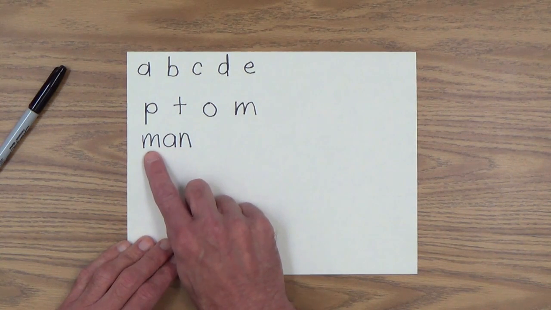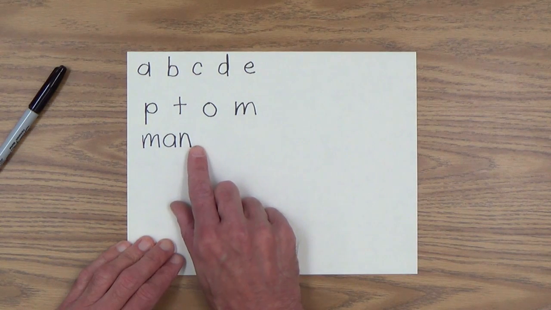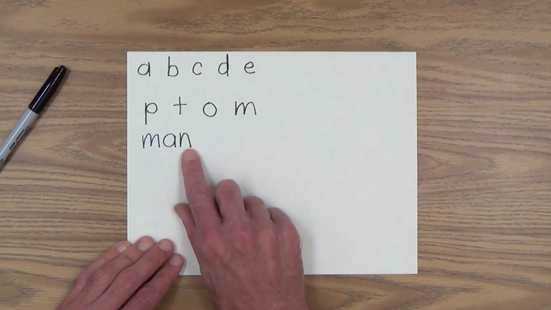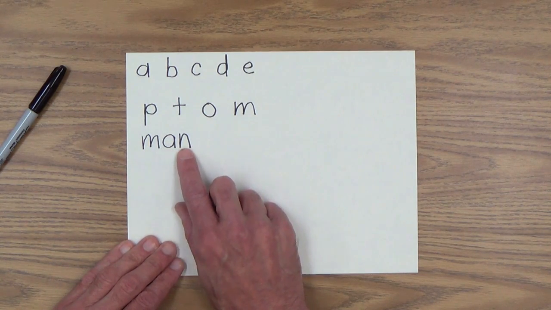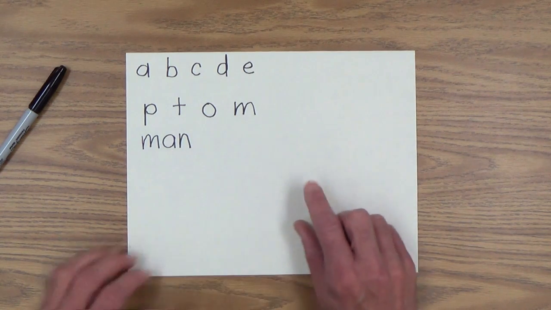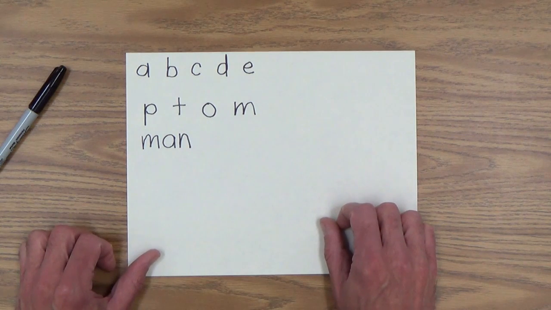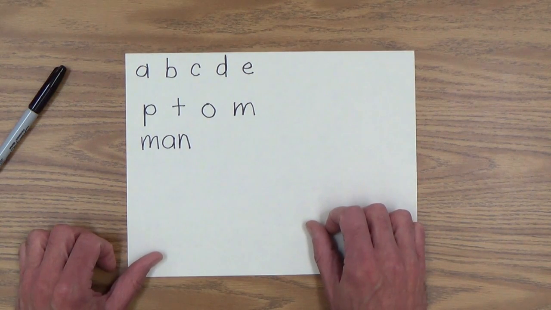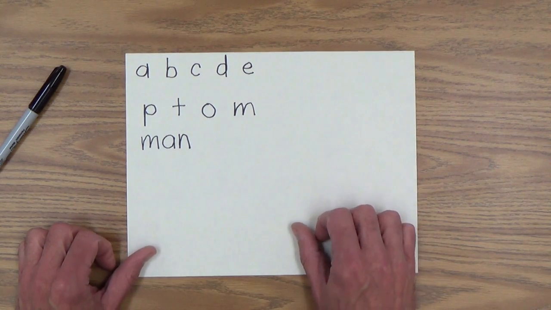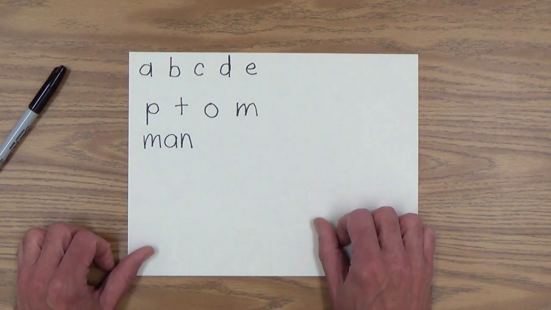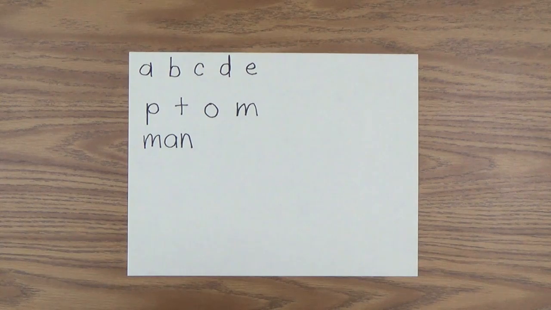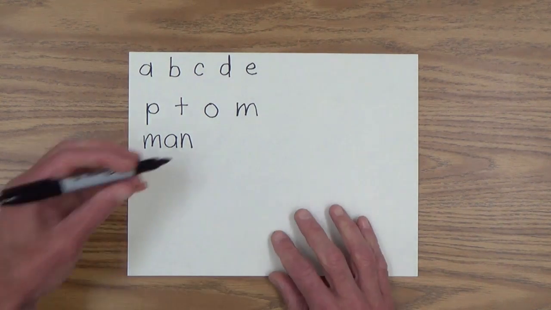Man. Man. And what you do is every time you bring your finger across, you go a little faster. Man. Man. And hopefully by this time, your child will be jumping up and down in her chair and saying, oh, that word is man. And of course, the word is man. Let's try maybe a couple more.